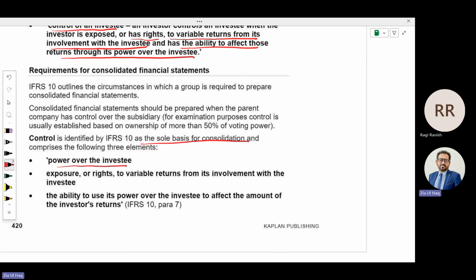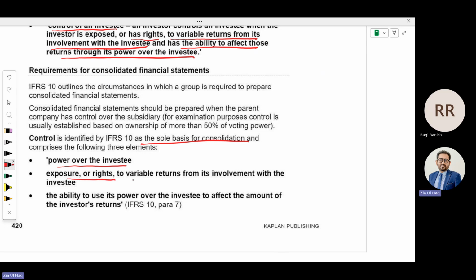Power over the investee. You have power when you have more than 50% voting rights. Up to 50%, you cannot impose anything. Your vote will be cancelled by the other 50%.